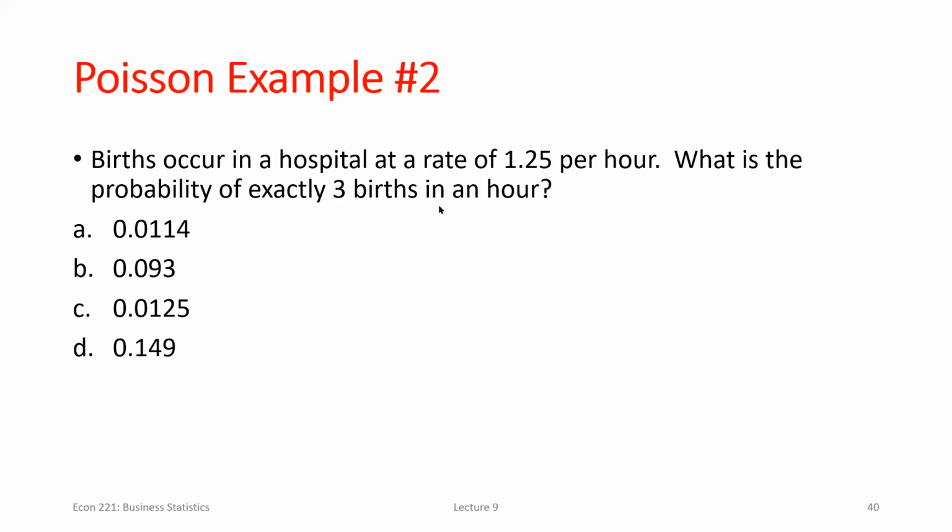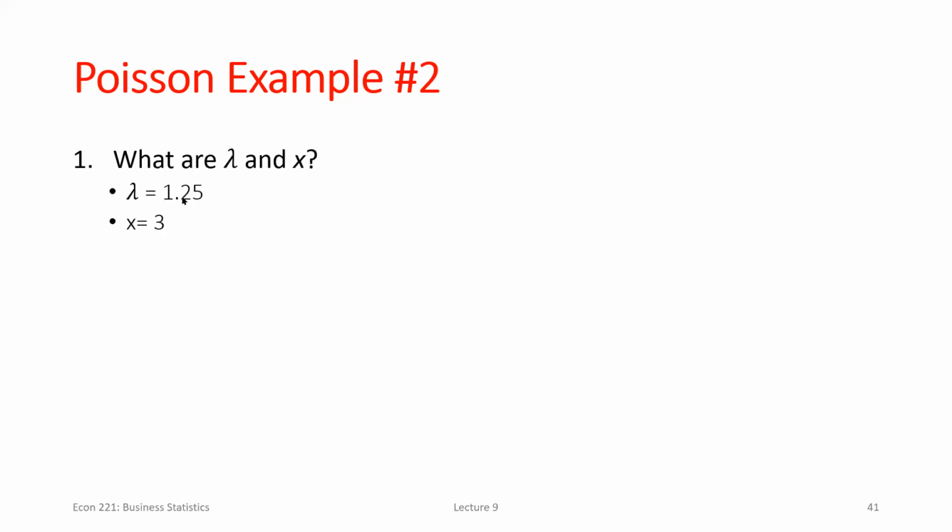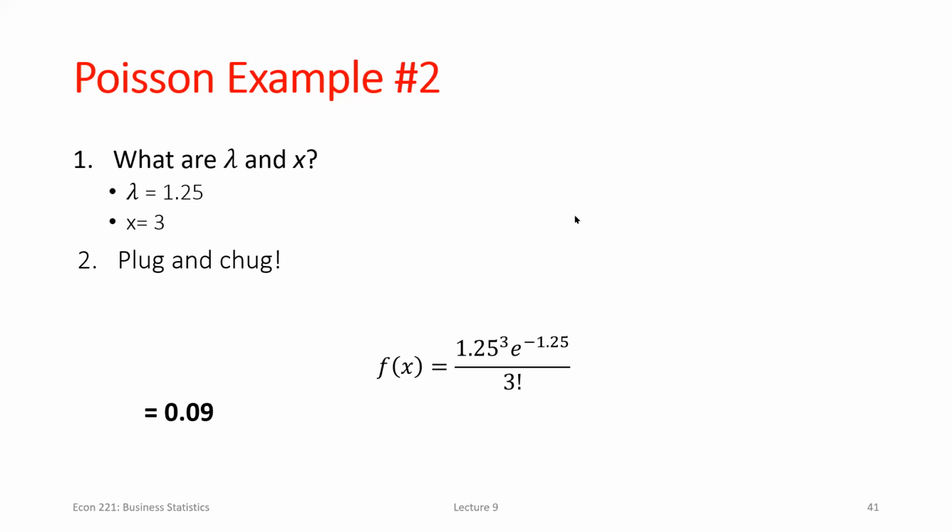So we might want to know, because if the probability of higher numbers of births starts to increase quite a bit, we might want to make sure we have more people on staff to deal with that. So what's the probability that exactly 3 occur in the next hour? Well, we're given the average rate, 1.25. We want to find the probability that x is equal to 3. So we've got our lambda, our average rate, 1.25. The number of successes we're interested in, 3. It's a matter of plugging those into our equation. We plug in lambda, we plug in x, we're good to go. Okay. So if we do that, we get about a 9% chance, or a probability of 0.09.